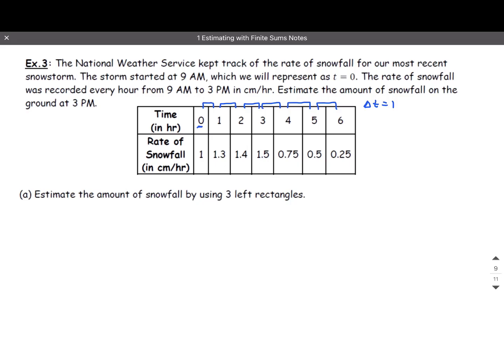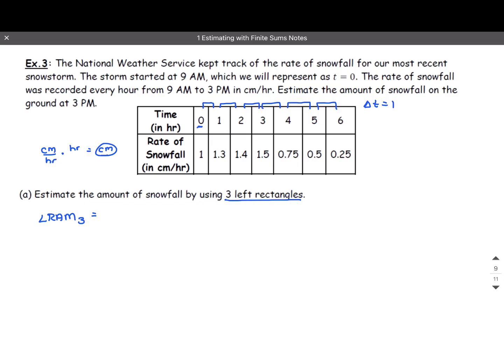So we're going to estimate the amount of snowfall, because if you think the snowfall is centimeters over hours, and if we multiply that by the number of hours, that gives us the total centimeters of snowfall. So we're going to estimate the amount of snowfall by using 3 left rectangles. So we're going to do an LRAM sub 3. We're not going to draw it, we're just going to do it.